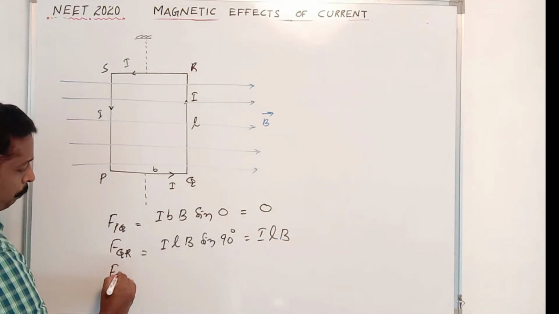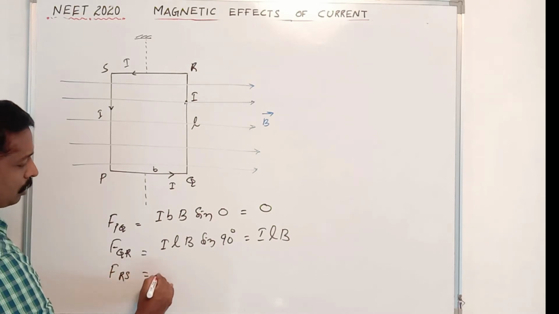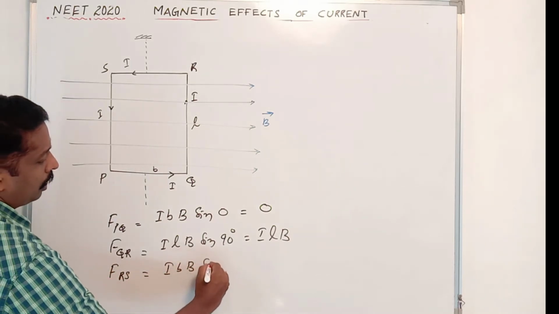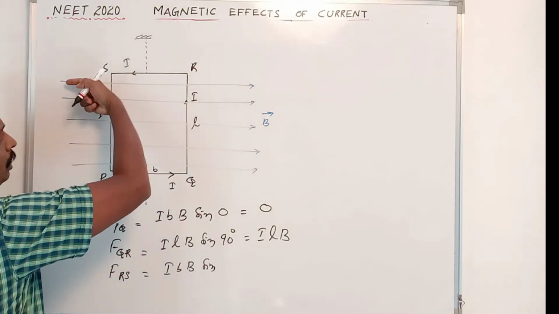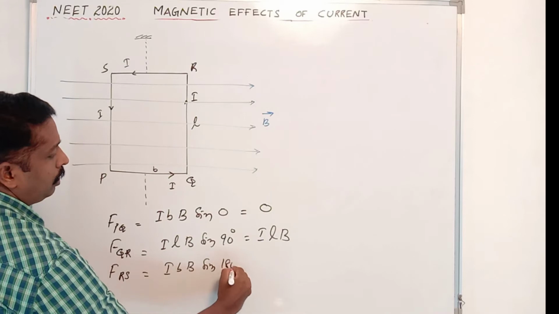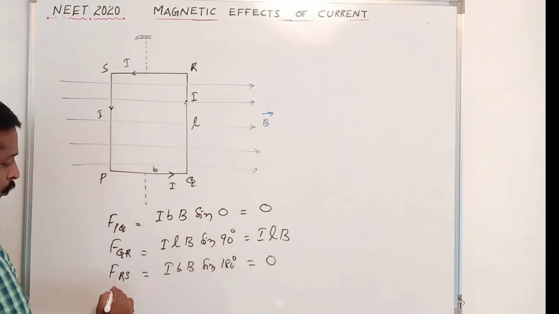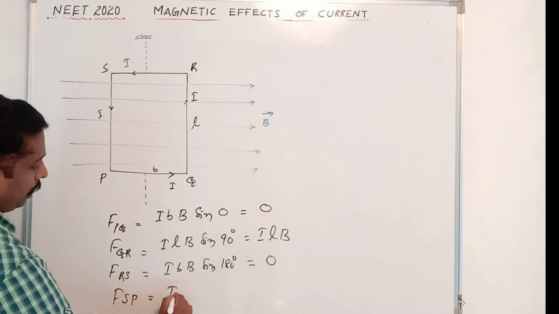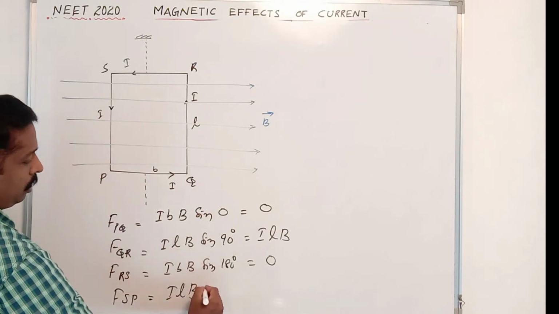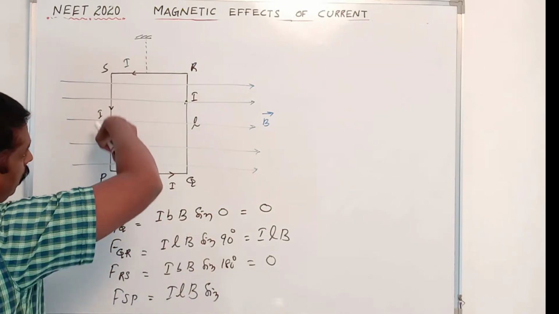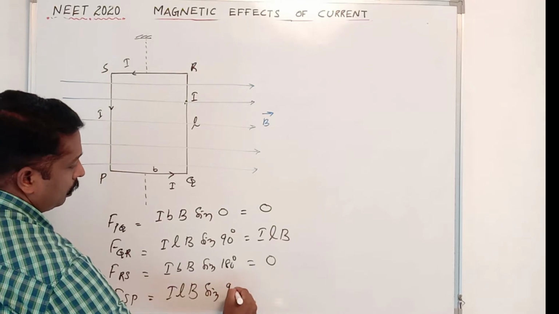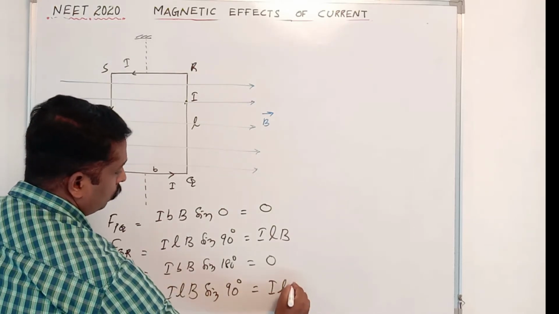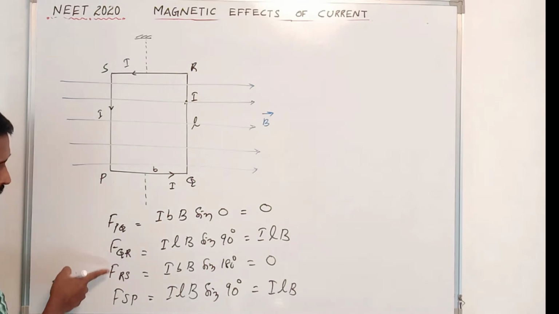Next, FRS is equal to I B B sin 180 degrees, since the angle between the current element and magnetic field is 180 degrees. Sin 180 is 0, therefore the force is 0. And finally FSP is equal to I L B sin 90 degrees, hence it is I L B. So these two forces exist, FQR and FSP. These two forces constitute a coupled force called torque.